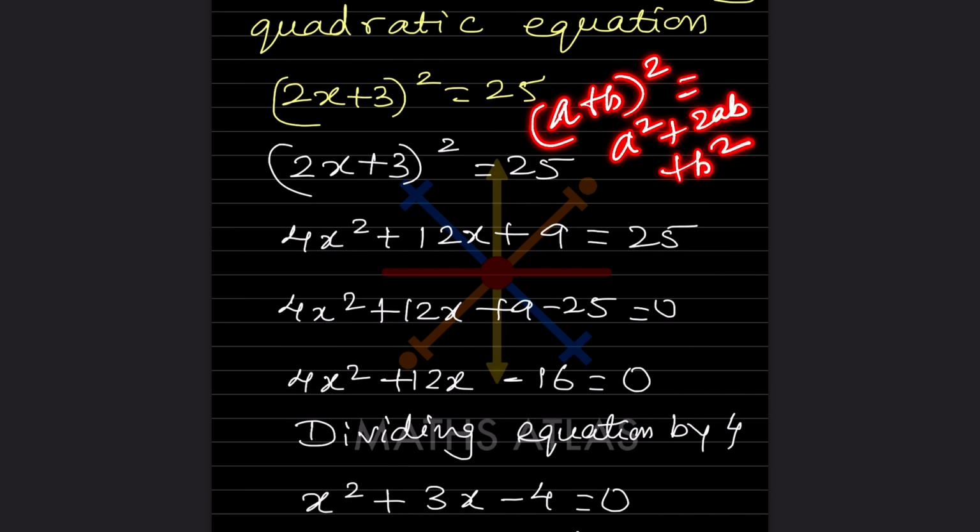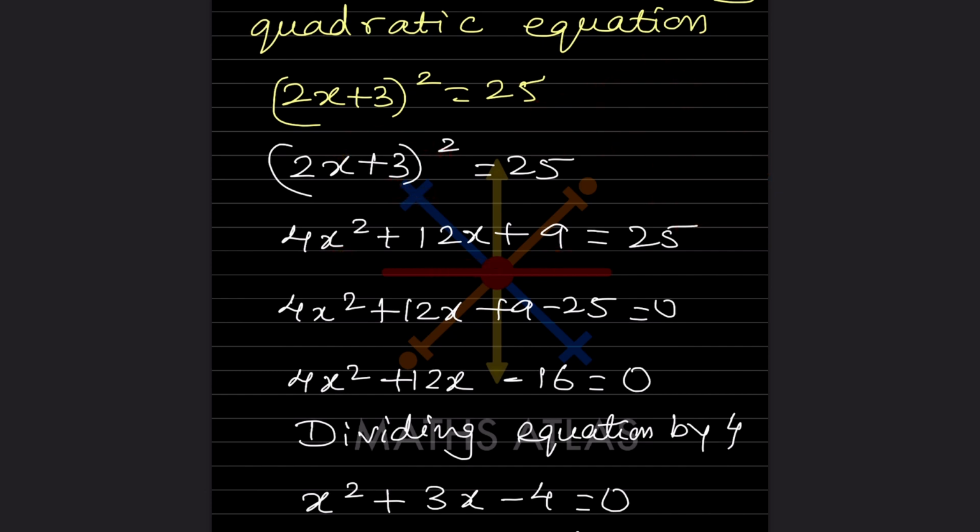So what will you do here? Square of this one, that is going to be 4x squared. 2ab means 2 into 2x into 3, where a is 2x and b is 3. So 2 2s are 4, 4 3s are 12. So 12x, and square of 3, that is going to be 9. And this is 25.